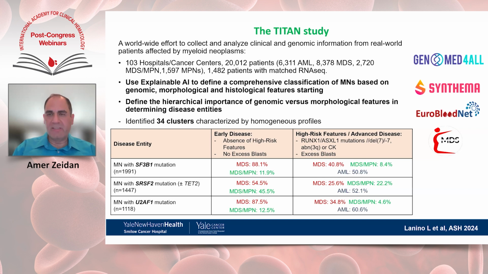And you can think of this as a genetic entity that has early disease in the form of MDS, absence of high-risk features, and no excess blast, that can go all the way to overlap and acute myeloid leukemia as it advances to more higher risk or advanced stages when you have addition of excess blast as well as certain high-risk mutations. So I think this is very exciting because it could open the door also for therapies that are targeted for the specific genetic alteration rather than the disease phenotype.